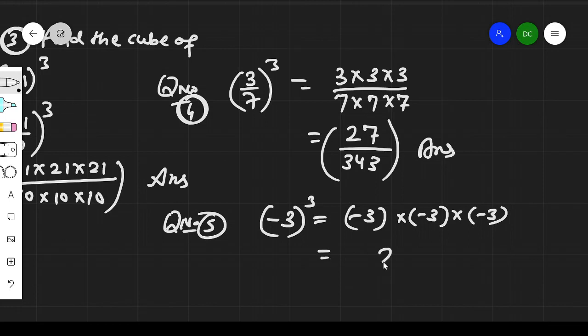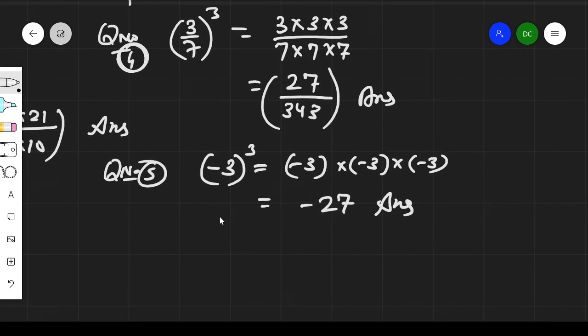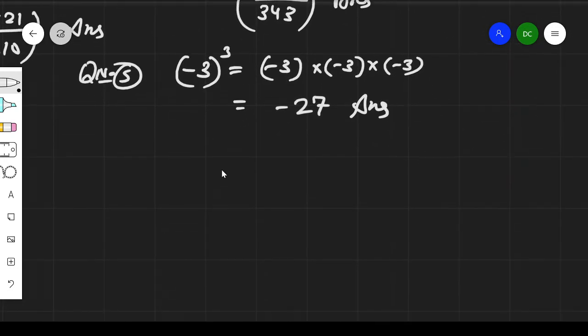Okay. So, 27 we will get, but in minus. So, the cube of any negative number, the answer comes in minus. This way you will do the cube of any negative number.